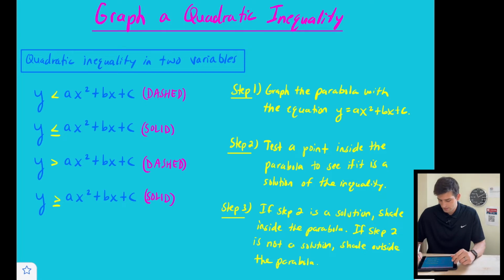That brings us to step 3. If step 2 is a solution, shade inside the parabola. Once again, if you chose a point outside the parabola and it was true, you would shade outside. If step 2 is not a solution, you shade outside the parabola. Just like with a linear function, if we chose a point on either side of the line, wherever that point is true, if it's a solution, we shade there. If it's not a solution, we shade on the opposite side.